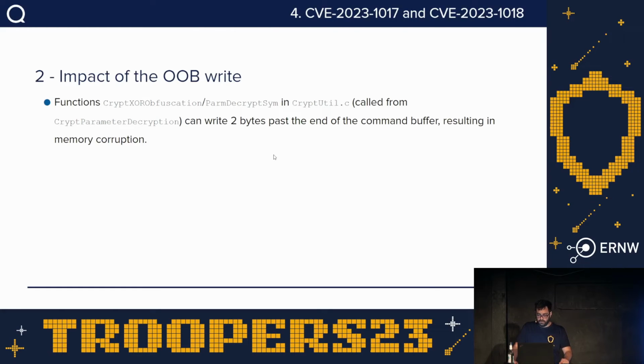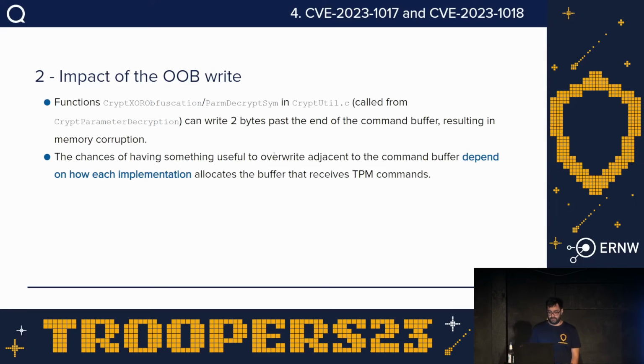The impact of the out-of-bounds write is a bit more interesting, because corrupting memory is always dangerous. So what can you do with the 2 bytes overwrite? Well, even if all the implementations share the same vulnerable function, the buffer that is overflown is specific to each implementation. And each one, again, does it in a different way. So you have to check every implementation to see if you can find something useful adjacent to the command buffer that you are writing past.